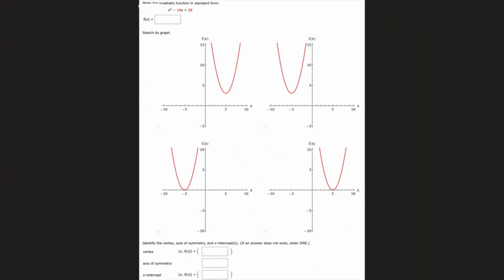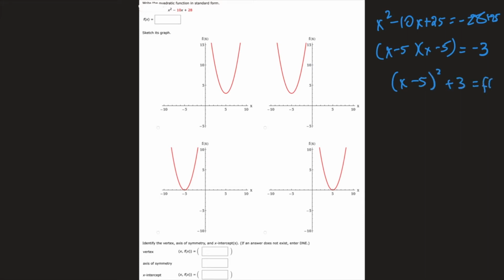This question is very similar to the previous one, in which we're going to complete the square. X squared minus 10x is equal to negative 28. I'm going to take half of 10 and square it, which would give me 25. I'm going to add 25 to both sides. Now when I factor, I have x minus 5 and x minus 5 as my factors, and that is equal to negative 3, which gives me x minus 5 squared plus 3 as my function f of x.